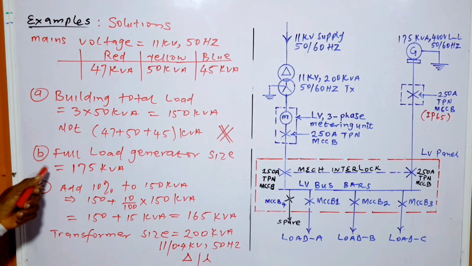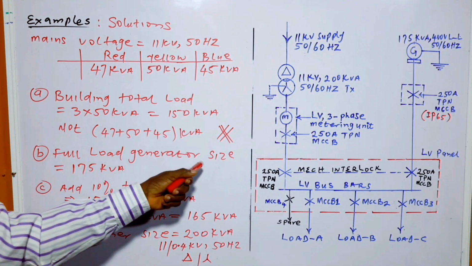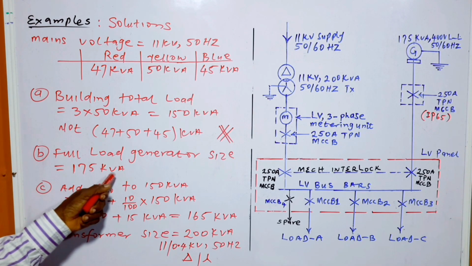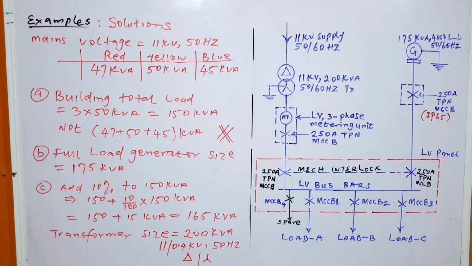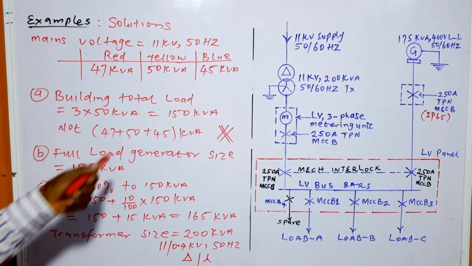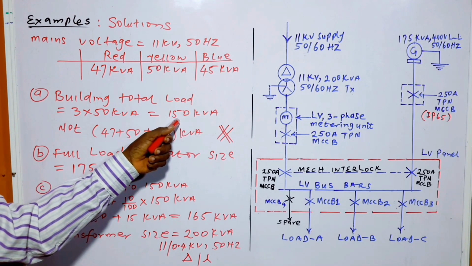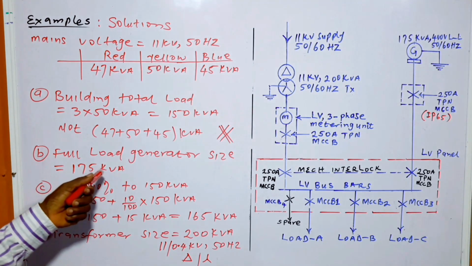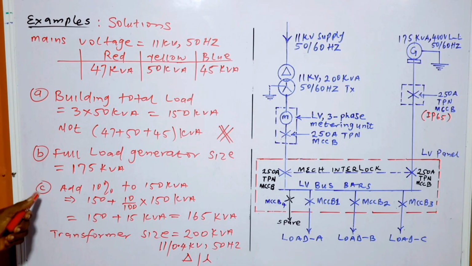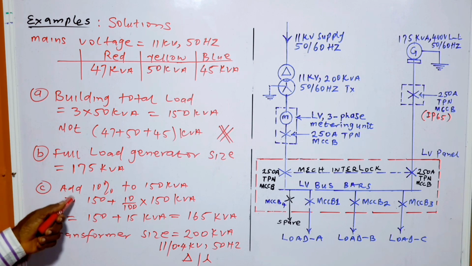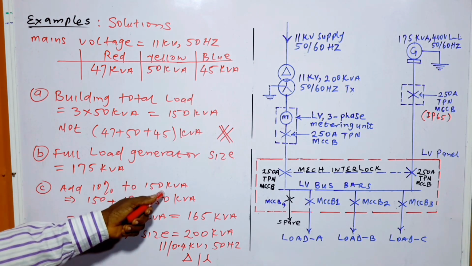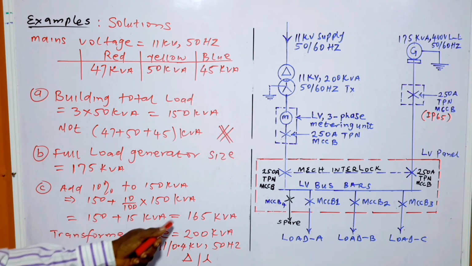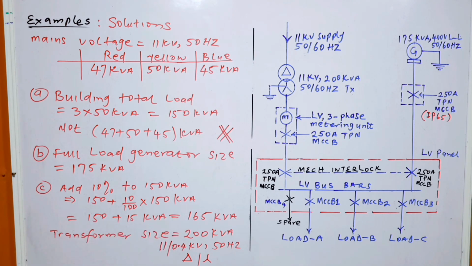Alright, B, full load generator size is equal to 175 kVA. That is the appropriate generator size. And you can see that it's slightly greater than 150 kVA. So this is appropriate. Now, C part, add 10% to 150 kVA, and that will give us 165 kVA.